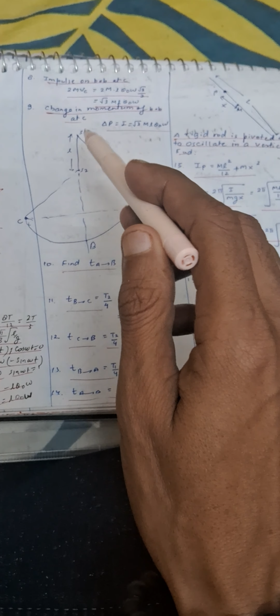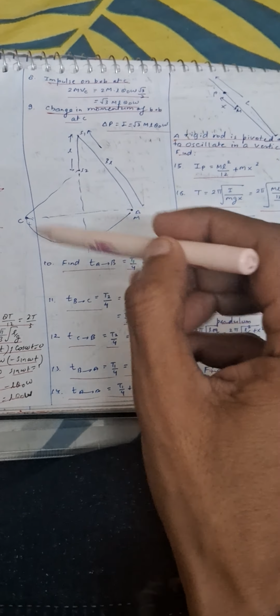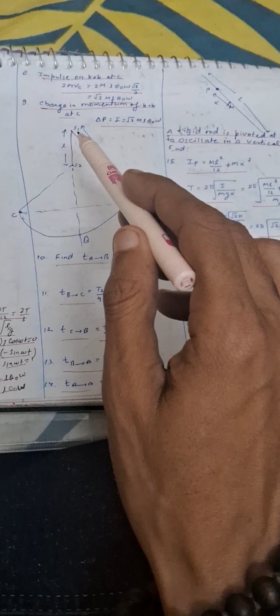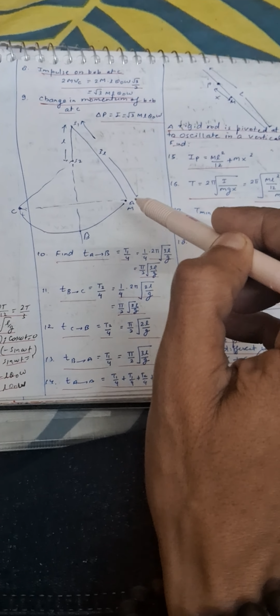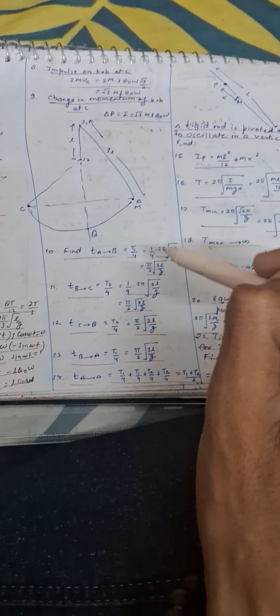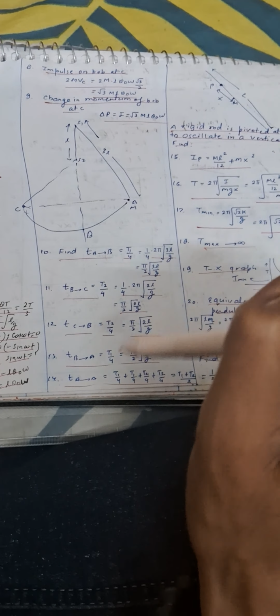Next we have 2 points S1 and S2, and a simple pendulum has a length of 3L, and we need to calculate the various times. The first is A to B. Initially the simple pendulum will oscillate about S1, and the time from extreme to the mean position is T1 by 4. Here in T1 the length will be 3L, so this will be the time taken.